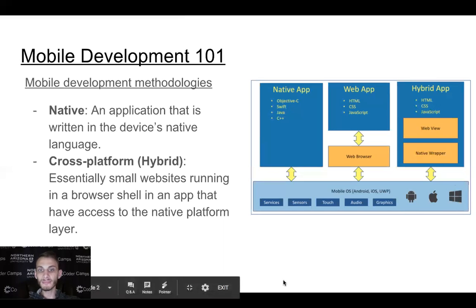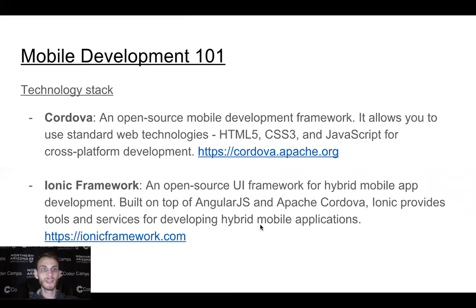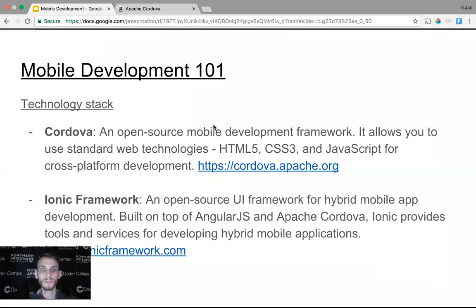So let's talk about the technology we're going to be using to build our app today. The first one is Cordova, an open source mobile development framework, and we get to use things we're already familiar with like HTML, CSS, and JavaScript. The official documentation is at cordova.apache.org, and you can scroll through and view it as you need, okay? But this is really what we're going to be using to frame out, build out, and deploy our app. So now we've got that covered.